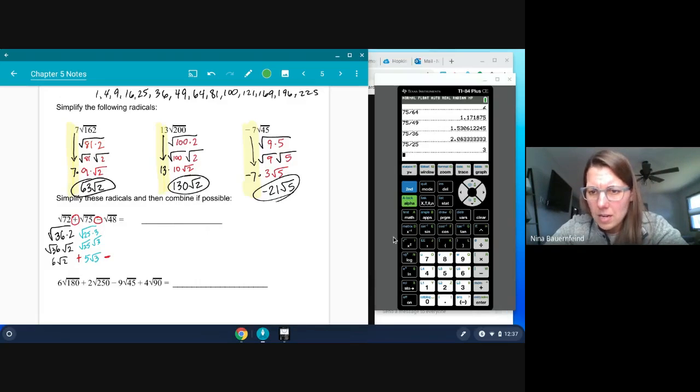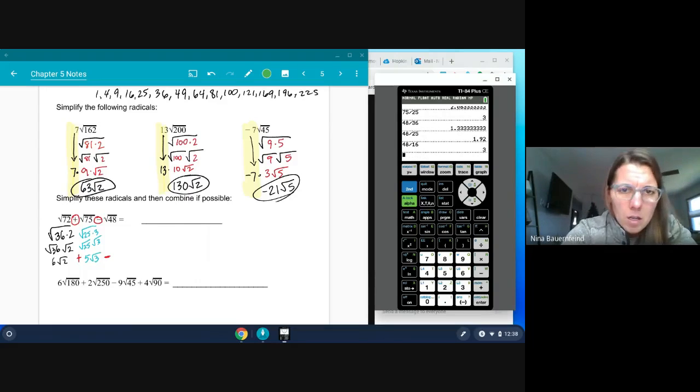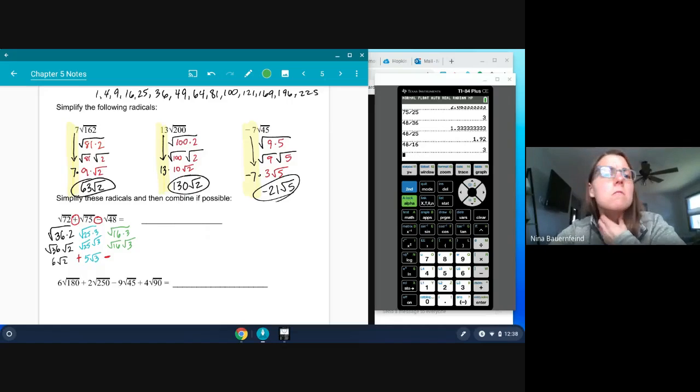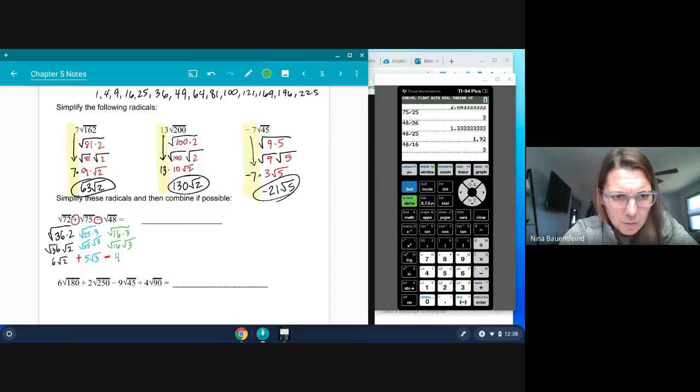All right, so 48, we're close to 36. Nope. 48 divided by 25. Nope. All right, that one works. So we're going to split this into 16 times 3. So we got root 16 times root 3. What's the square root of 16, folks? 4. Yep, so we got 4 root 3.